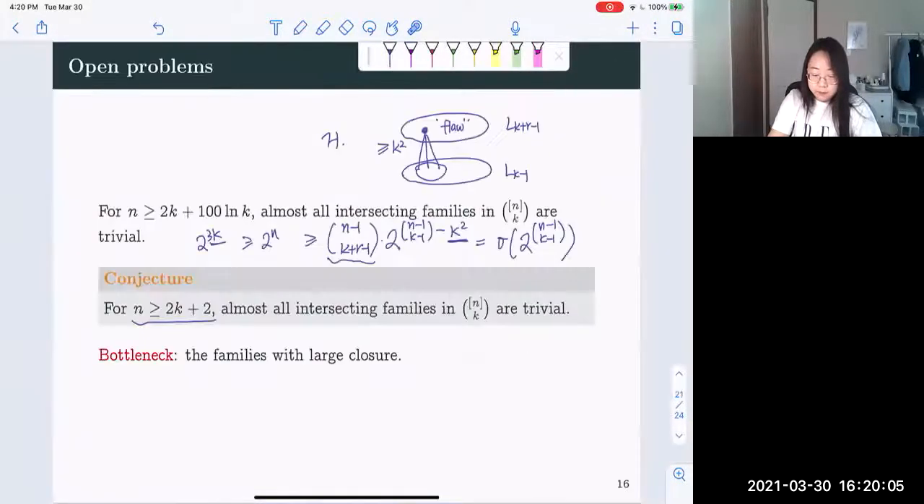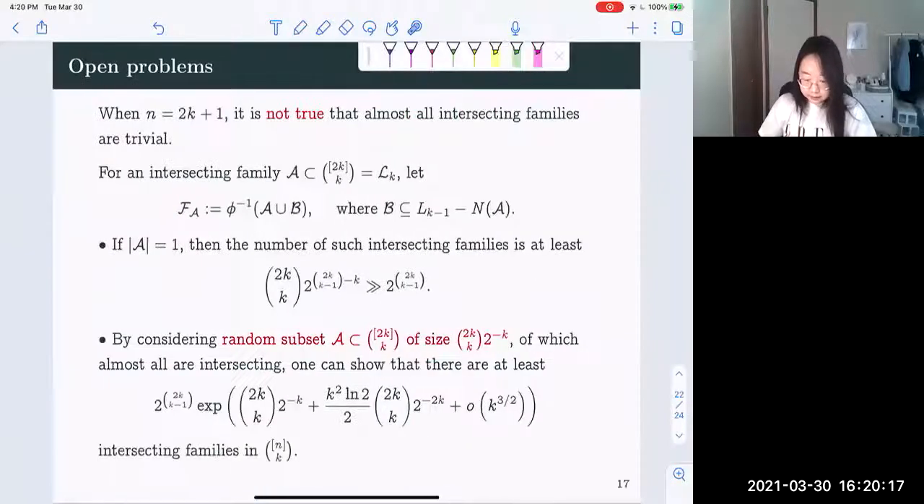Okay, so there is still one remaining case. That is when n is equal to 2k plus 1. And this is actually the most interesting case, because first, in this case, it is not true that almost all the intersecting families are trivial. We can actually construct a much larger family of them.